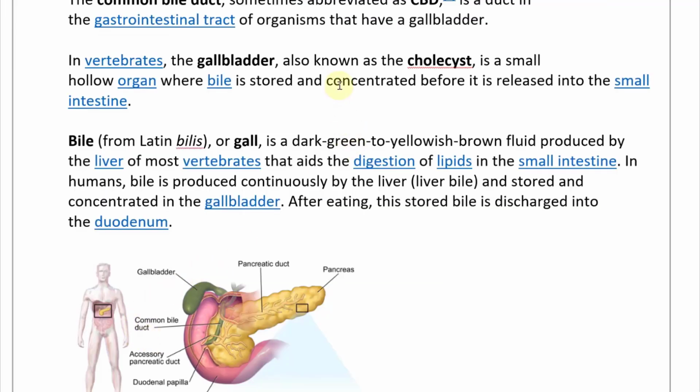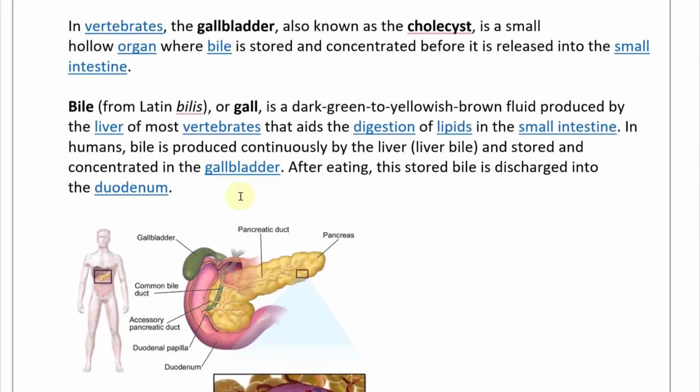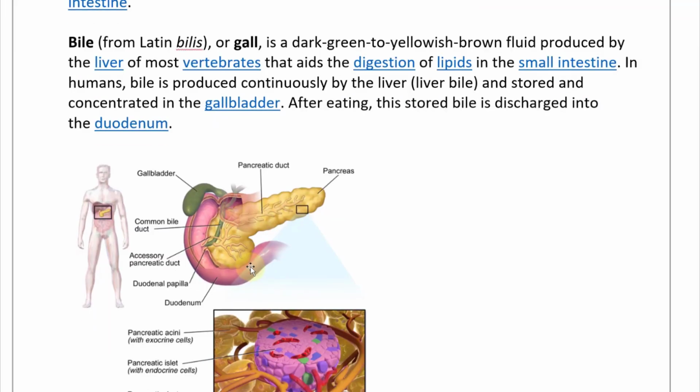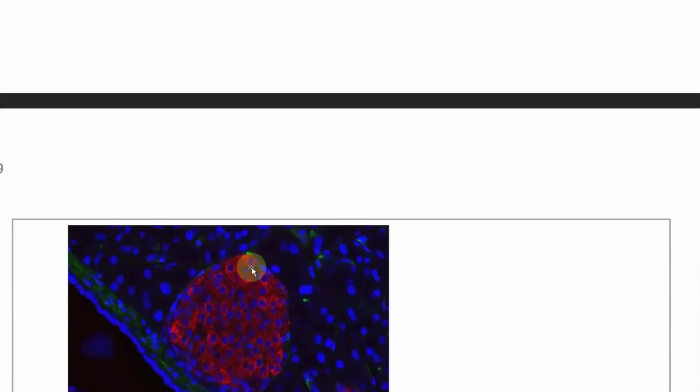Yeah, so the gallbladder right here is a small hollow organ where the bile is stored and concentrated before it is released, and the bile is released into the small intestine. Bile, or gall, is a dark green to yellowish-brown fluid produced by the liver of most vertebrates that aids in digestion of lipids in the small intestine. So this stores bile, and then it releases it into the small intestine to aid in digestion. Let's continue further right here.